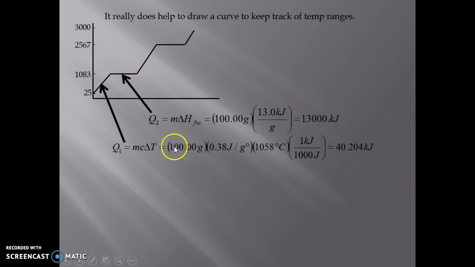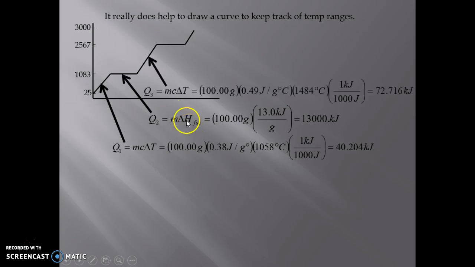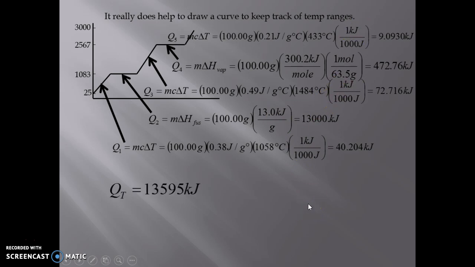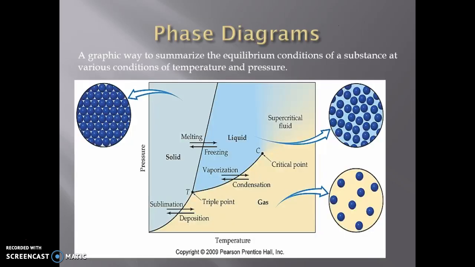Melt it using heat of fusion. Raise the temperature of the liquid using the specific heat of the liquid. Change it from a liquid to a gas using heat of vaporization. And finally, raise the temperature of the gas from 2567 to 3000. So total energy, we've got to add these all up, and notice I've already converted everything into kilojoules. Total energy winds up being 13,595 kilojoules.